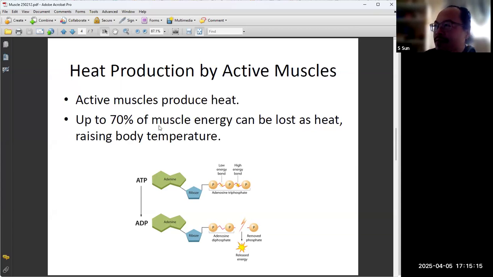Up to 70% of the muscle energy, only 30% is going to generate force. The 70% is going to generate heat. So our muscle contraction generates a lot of heat. And that's another reason our body can keep a warm temperature, because whenever you move, you generate heat.